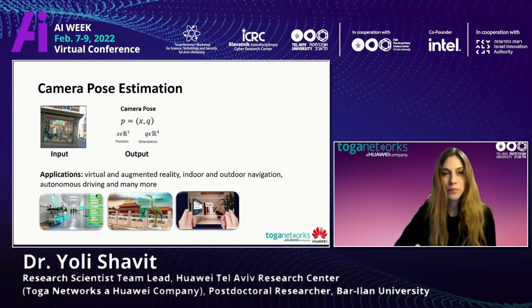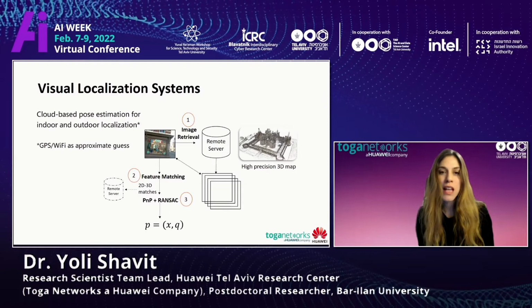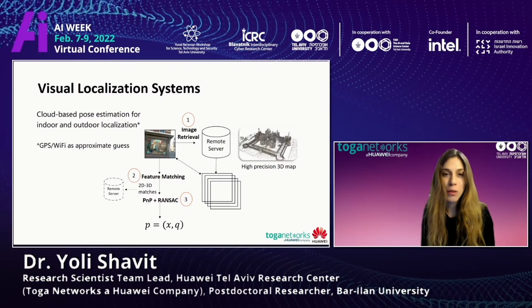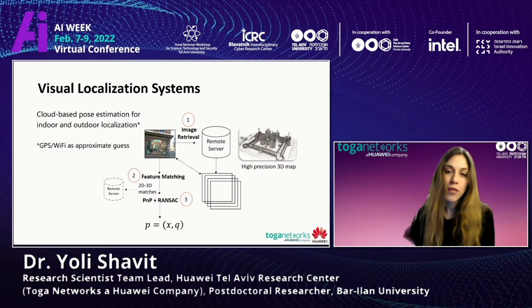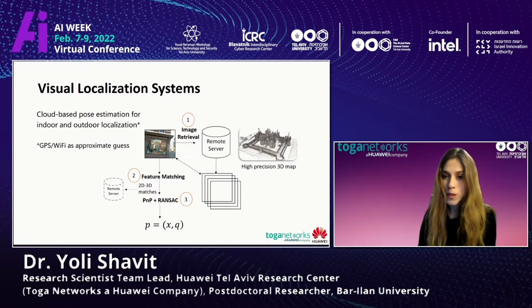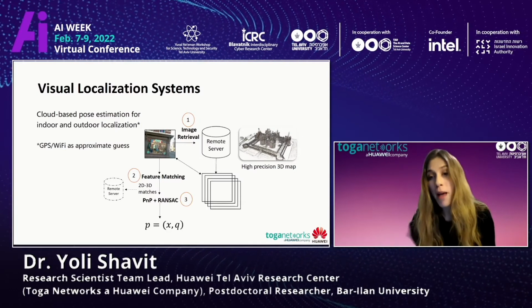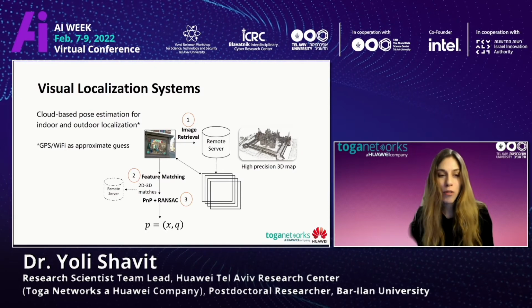Now, in many commercial visual localization systems, this is done using a localization pipeline. It's based on image retrieval, feature matching, perspective-n-point, and RANSAC for estimating the pose. And this requires a map to be available on a remote server with 3D geotagged information, visual information, and others.